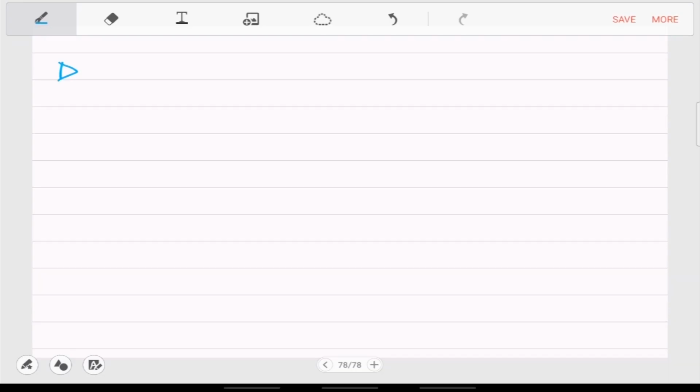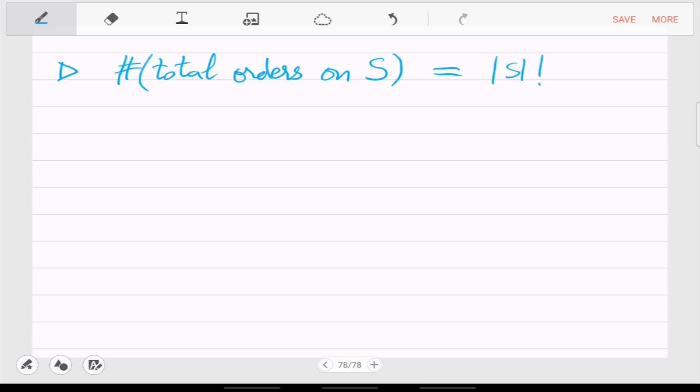So what is the number of total orders? What do you think is this? So total order is like sorting. So how many ways can you sort? Permutations, right? So you get factorial. Is that clear? Any questions? I mean, it makes sense only for finite S.